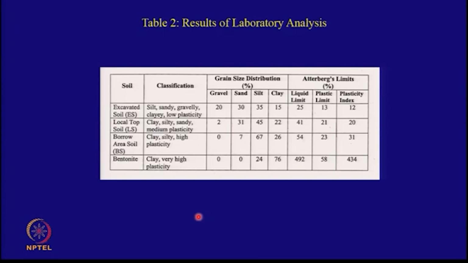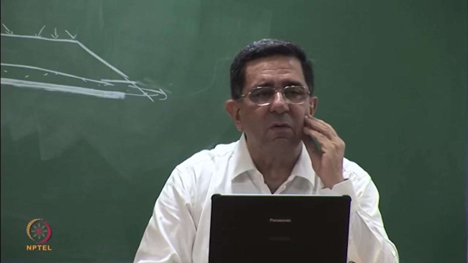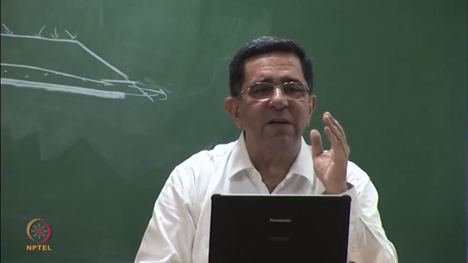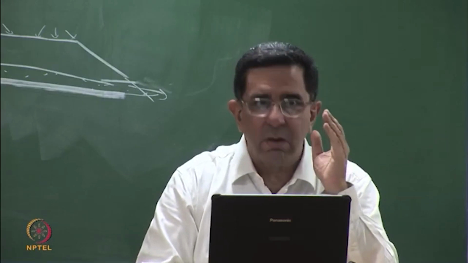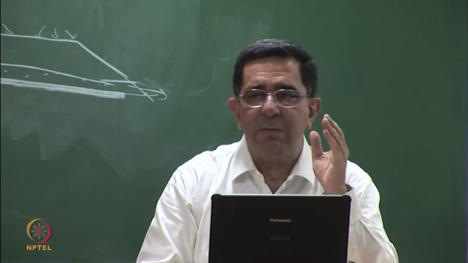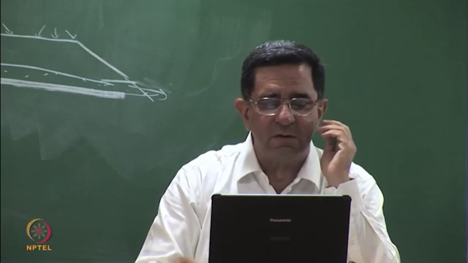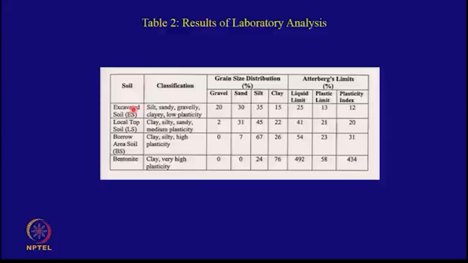The required permeability of the wall was 5 into 10 to the power of minus 7 centimeters per second. For a vertical wall, the required permeability was 5 into 10 to the power of minus 7 centimeters. We could use the excavated soil, we could use the local top soil. There was a borrow area about 20 kilometers away. These were the three options. All of them were plastic materials. Excavated soil had too much gravel, so it went out of the reckoning for making the vertical wall.